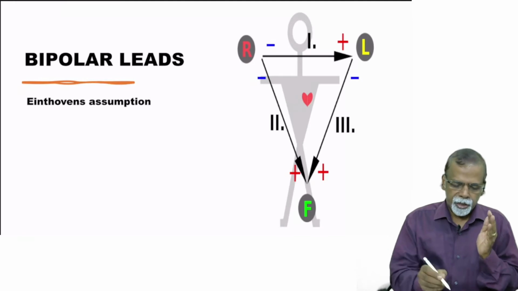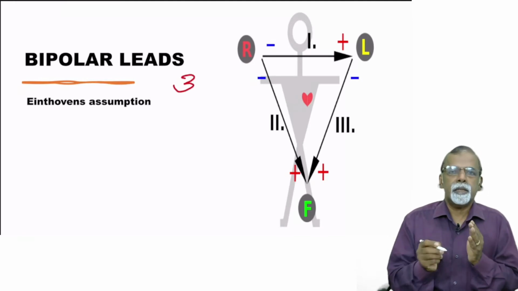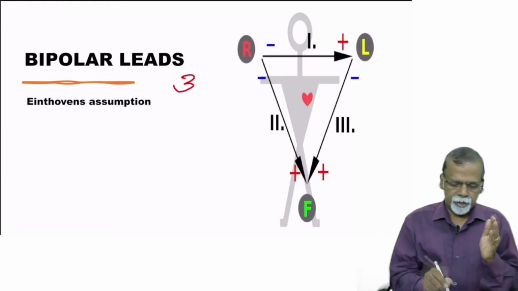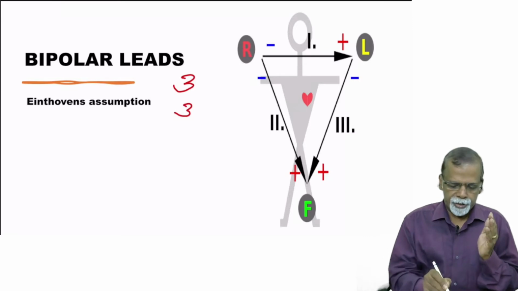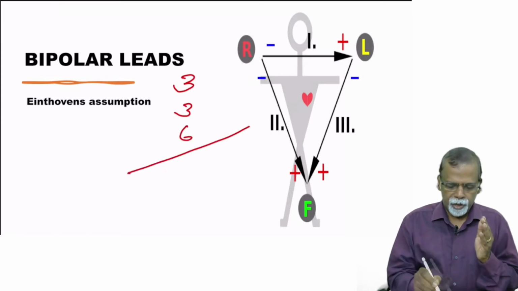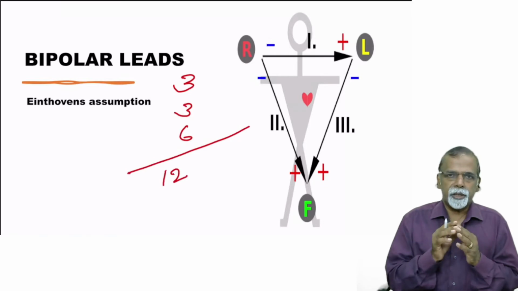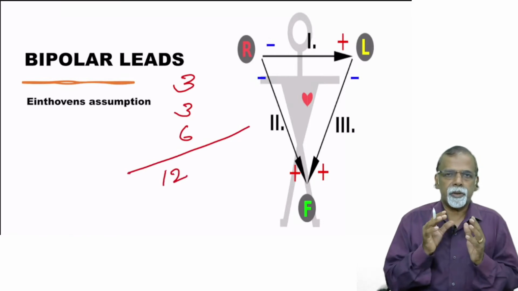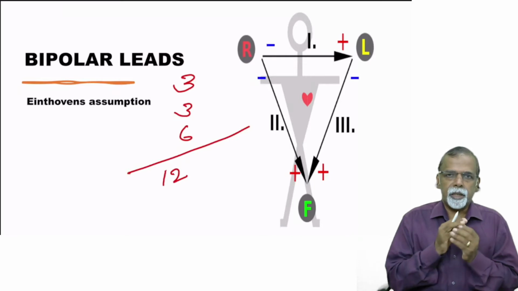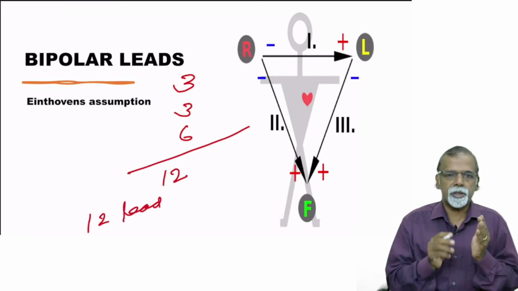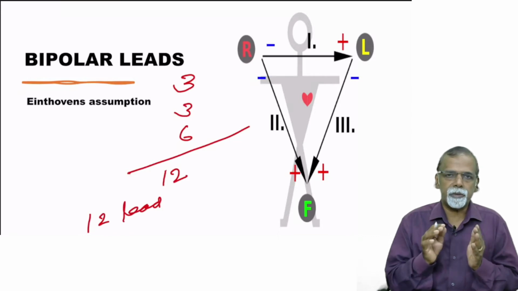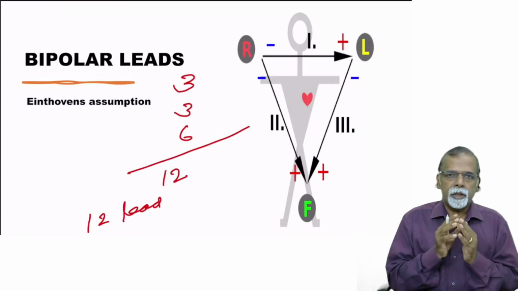And classically, there are three bipolar limb leads, three unipolar limb leads, and 6 chest leads. In total, there are 12 recordings or connections made to record the electrocardiogram. That is why we write standard electrocardiogram, otherwise called 12 lead electrocardiogram. So the standard electrocardiogram, unless you specify specialized leads, the technician records 12 leads.